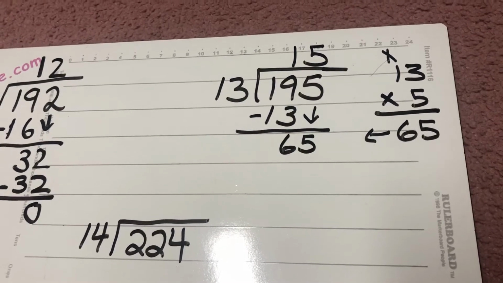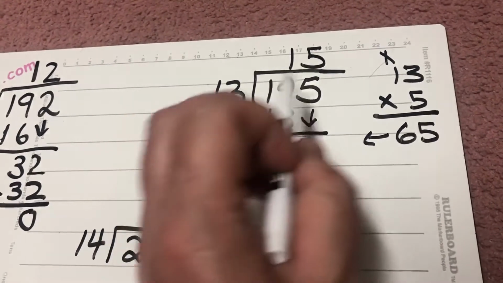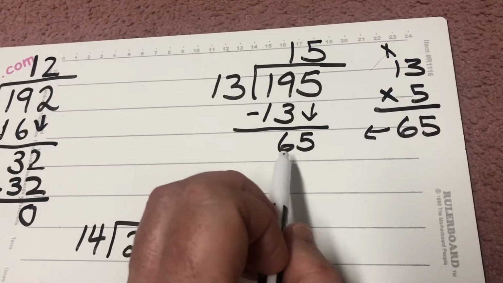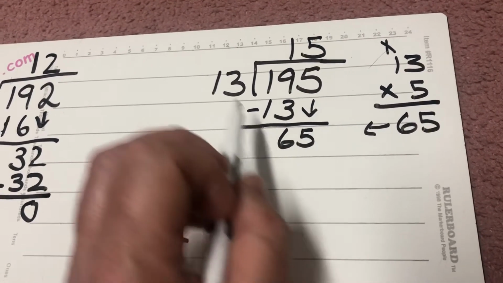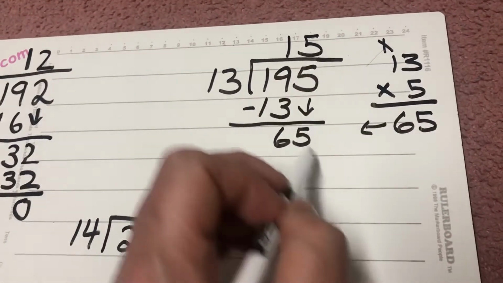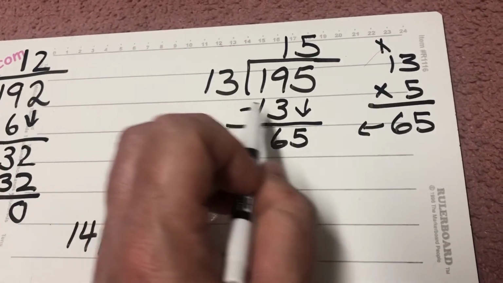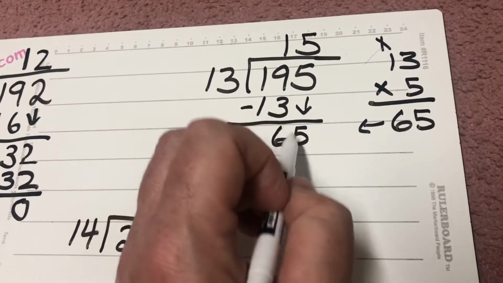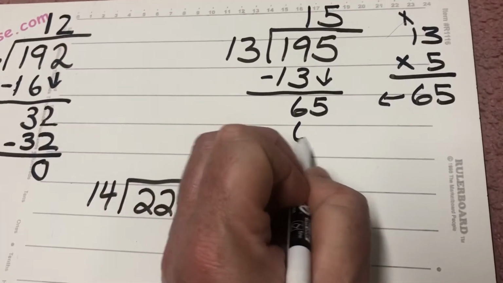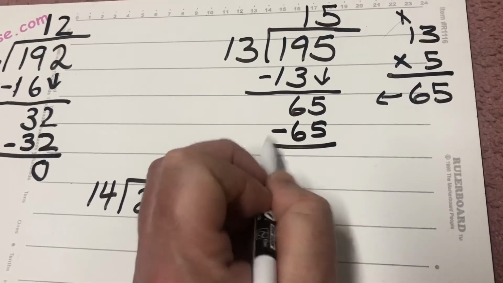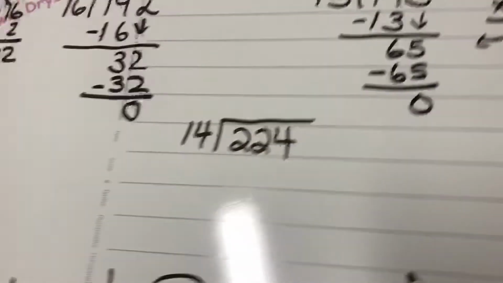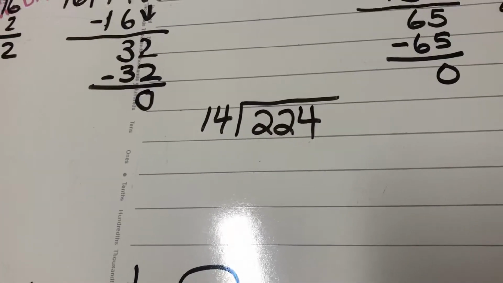And of course, I always like to check my subtraction, so I want to revert back to that. When I did 19 minus 13 and ended up with 6, I'm good with that because 6 is less than 13. But now that we figured out that 13 times 5 is 65, I can bring down, divide. 13 can go into 65 5 times. 5 times 13 is 65. 65 minus 65 is 0. All right, 224 divided by 14.